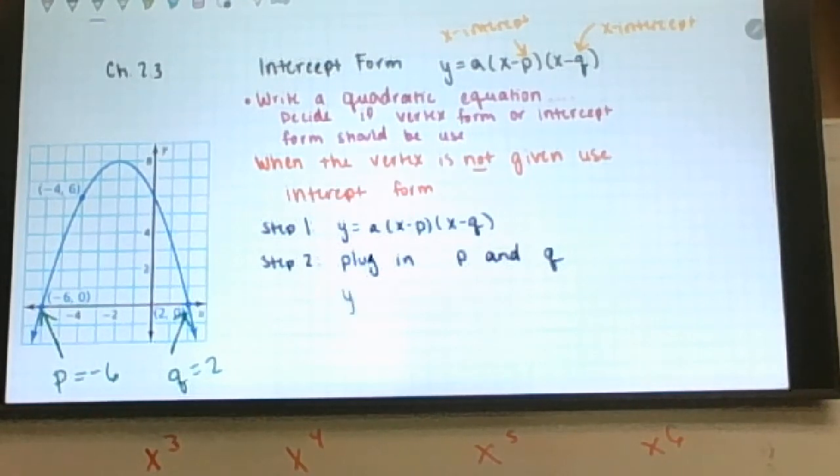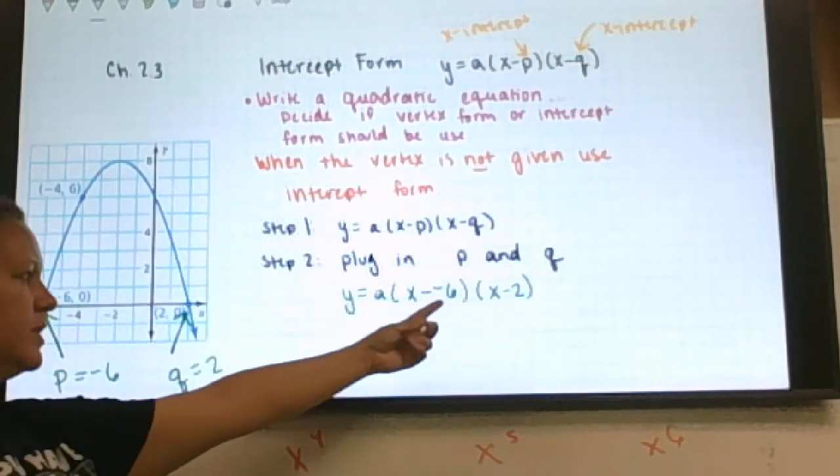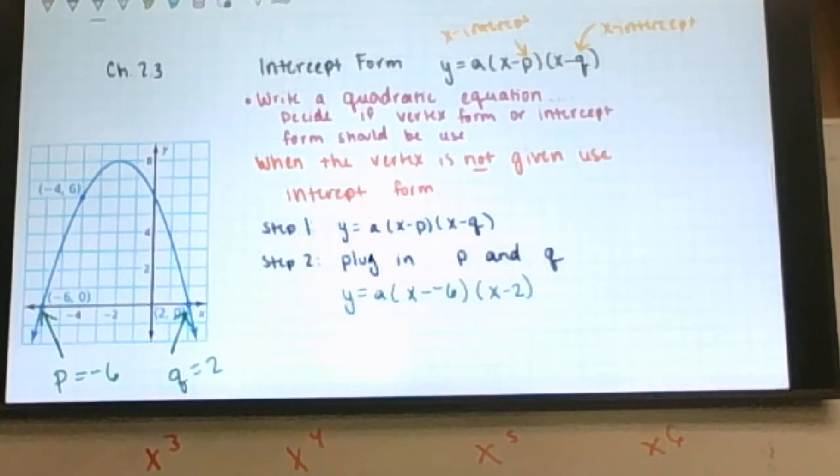So I'm at y equals a times x minus negative 6, times x minus 2. I changed that to x plus 6. You'll notice since there's a subtraction in the form, whenever you plug in a negative, you have to turn it into addition. It's a preference how you want to do it. I could FOIL it right now, but it's going to be quicker if you just do it the way I show you.